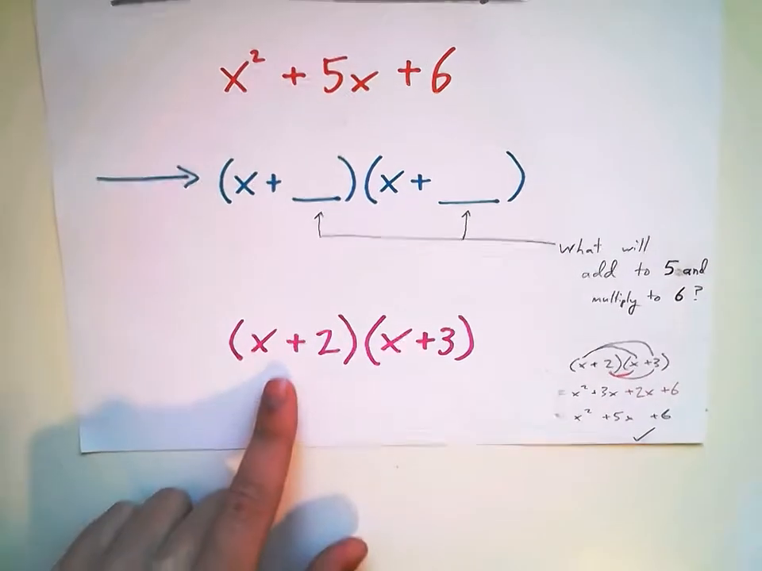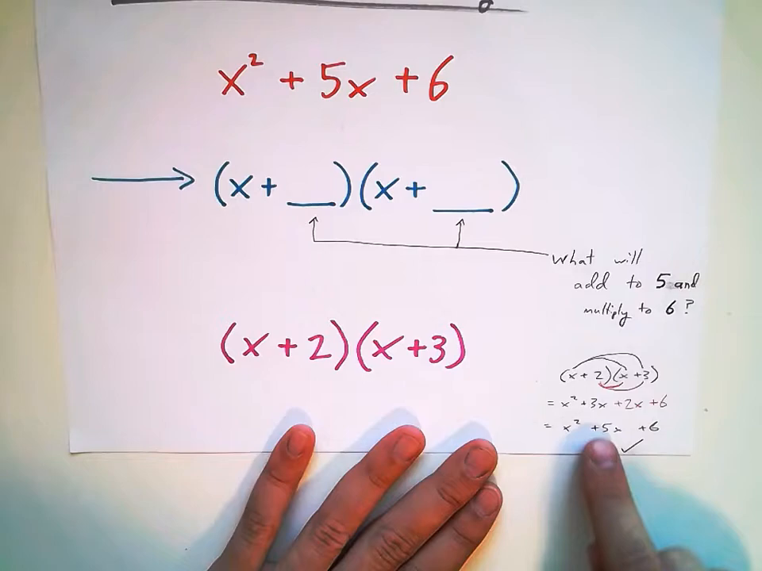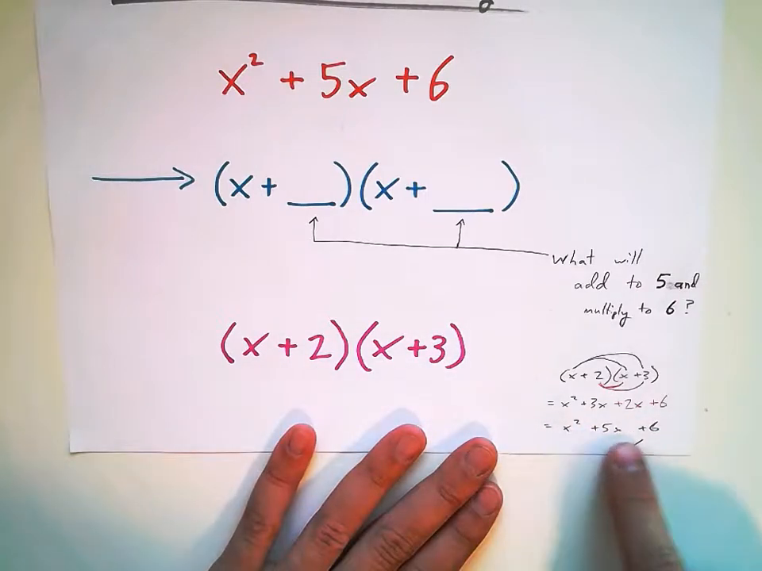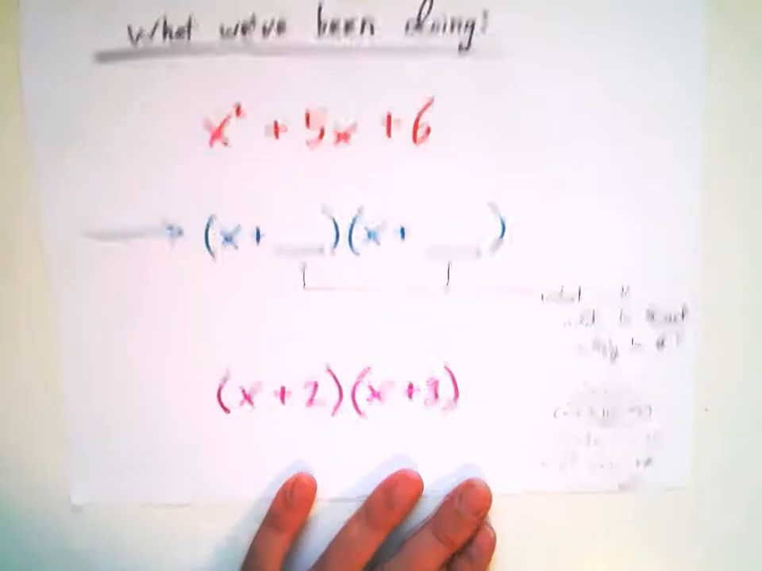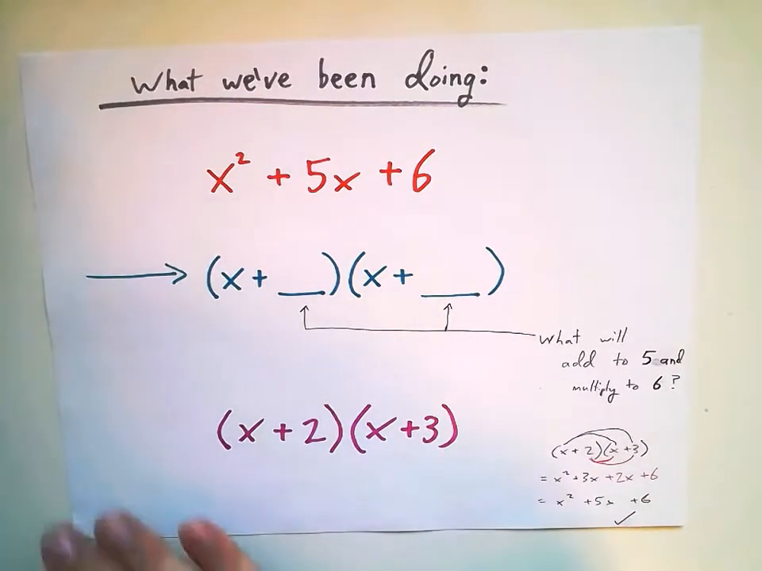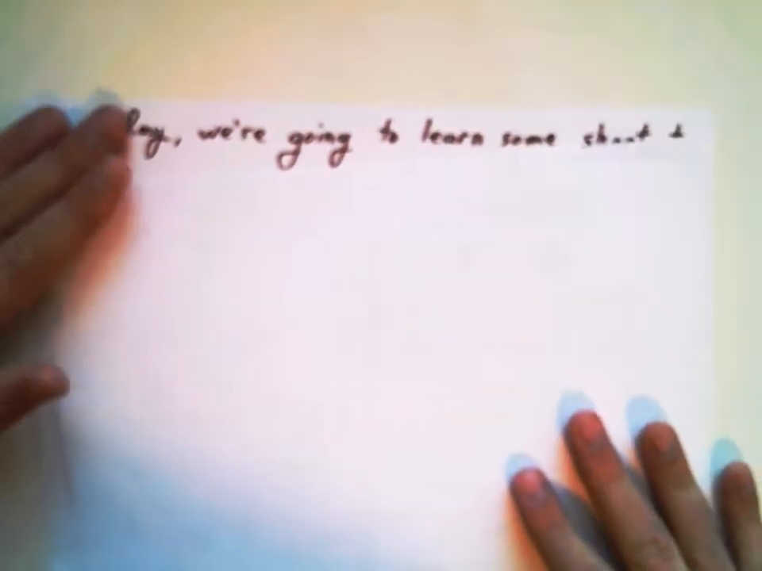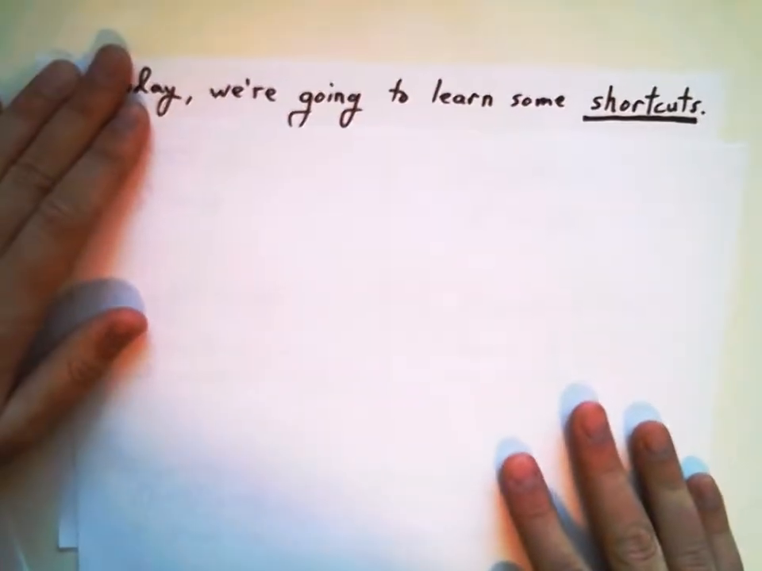Alright, so I said (x + 2)(x + 3). And checking it by multiplying this out, it is equal to that. And if you need to review that, go back and look at the last couple things we did. But today, we're going to learn some shortcuts. So let's start with this first example here.